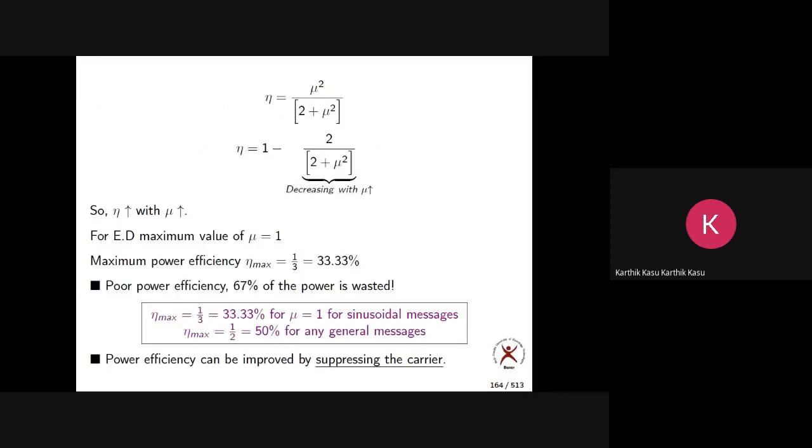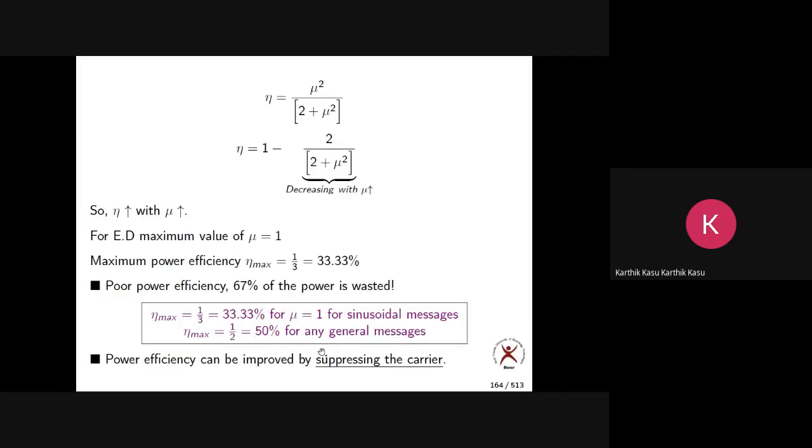Now it is maximum 1/2 for any type of message signal. It means you get only a maximum of 50% power efficiency for any kind of message signal. It can be any message signal, and it will never cross 1/2. So that is a drawback of AM. Anyway, you are wasting 50% of your power. Correct. Now that is about power efficiency.